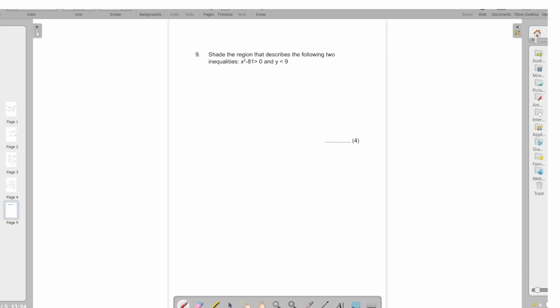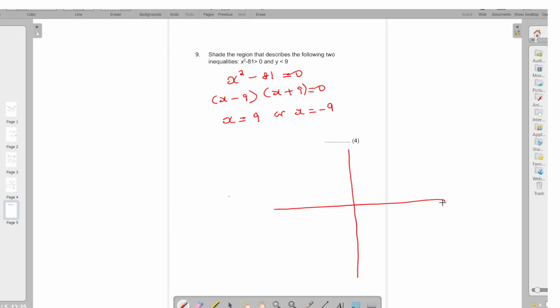Do one more question, that is shading. Let's do a bit of shading on this. Shade the region that describes the following two inequalities. Okay, we have done this before, so we're going to use the same knowledge here. So that is (x minus 9)(x plus 9) is 0, which is x is equal to 9 or x is equal to minus 9. So we're going to draw that in the graph. As the graph, we have minus 9 and plus 9.